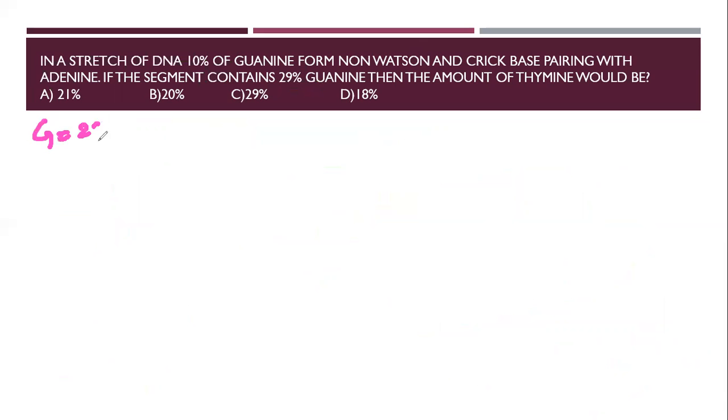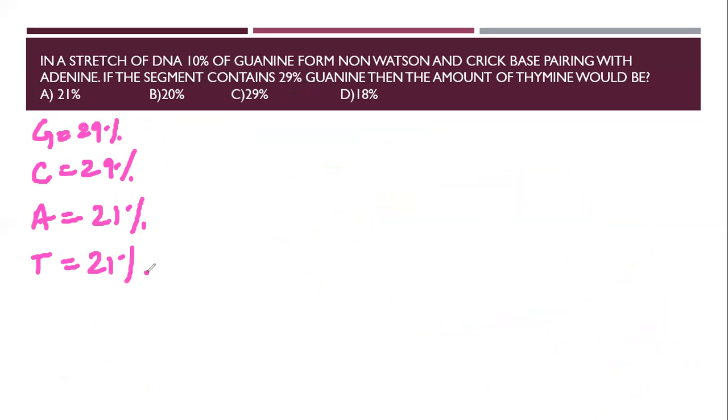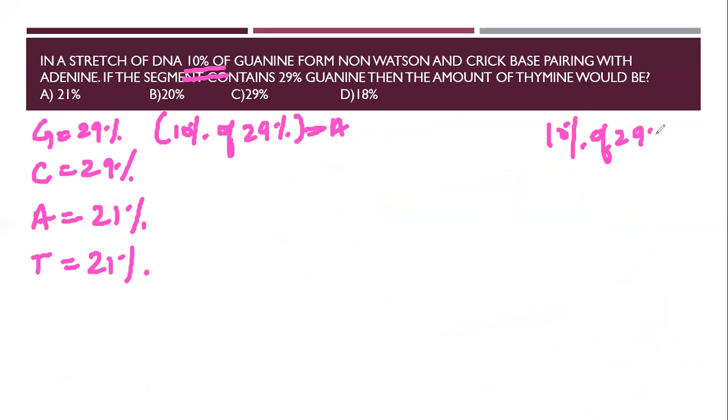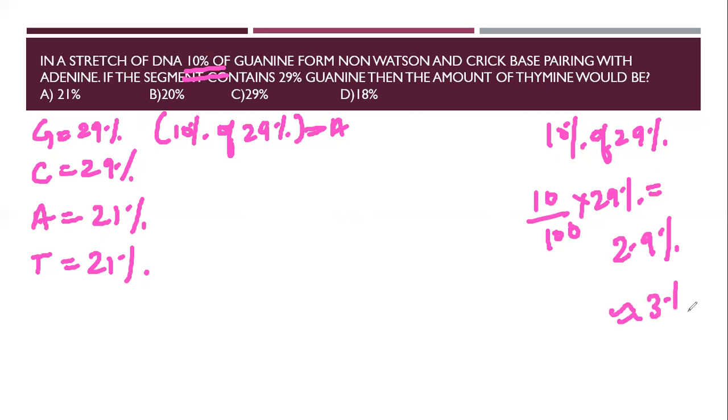So G is given as 29 percent, C is 29, and A is 21. So we now have 21 percent. Now we know that in G, 10% of 29% is forming with A. So what is 10% of 29%? It is 10% into 29%, which is nothing but 2.9% or nearly 3%.